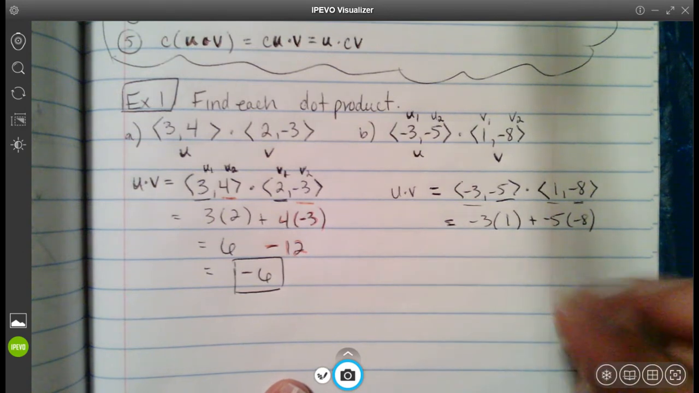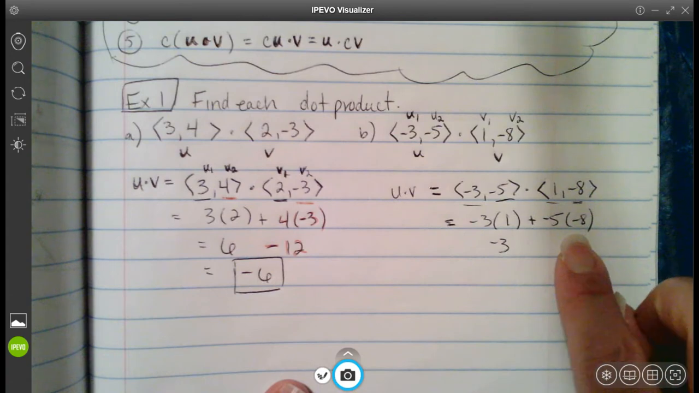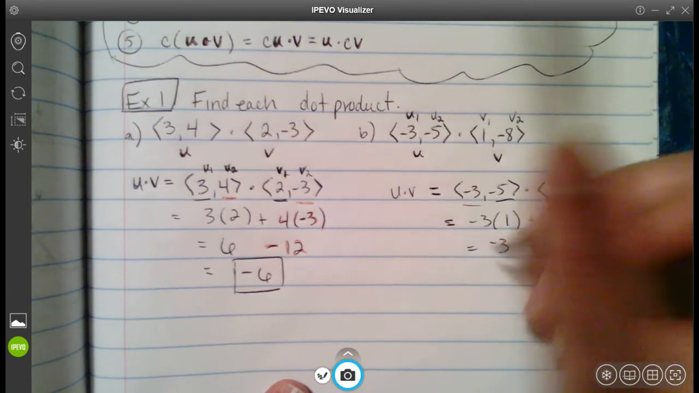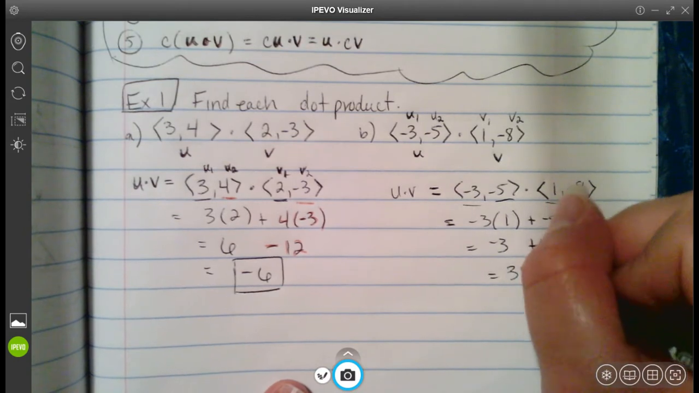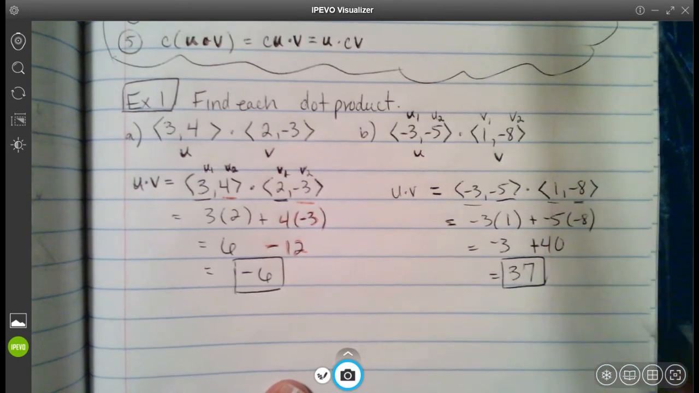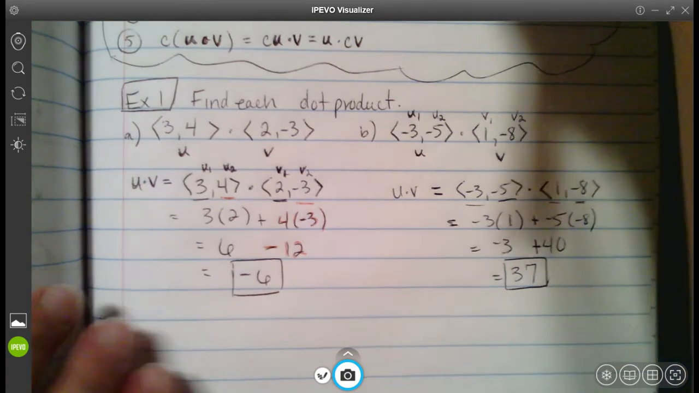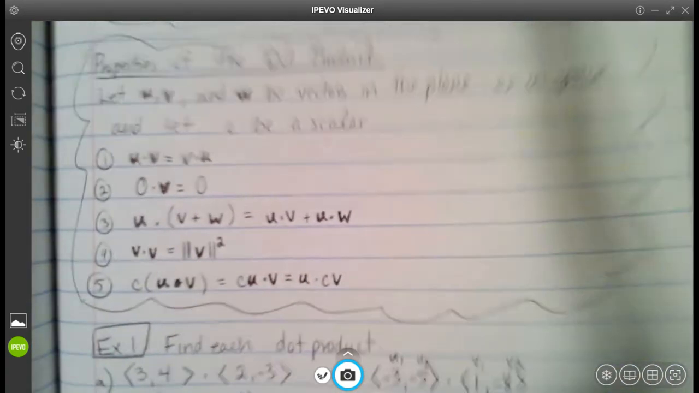Negative 3 times 1 is negative 3. Negative 5 times negative 8 is going to give us positive 40, so plus 40. And negative 3 plus 40 is just positive 37. And that is it, believe it or not. That's it for this first example. Let's go ahead and move on to the next one.